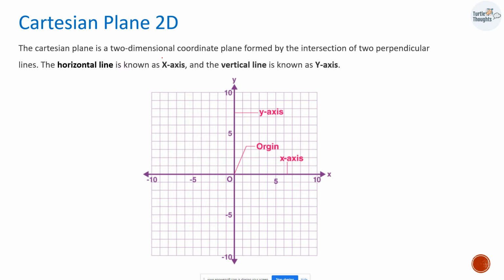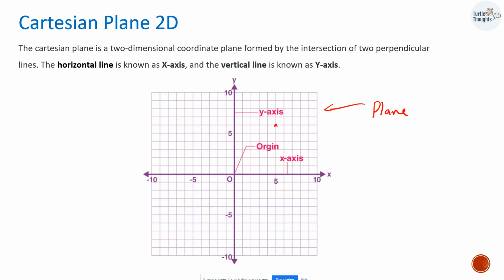The Cartesian plane is a two-dimensional coordinate plane formed by the intersection of two perpendicular lines. The horizontal line is known as the x-axis and the vertical line is known as the y-axis. This can be used to locate any point on a plane. So this is called a plane. If we have any location on the plane, we can easily use Cartesian coordinates to locate that point.